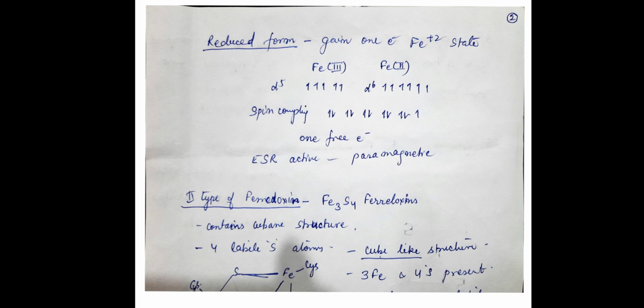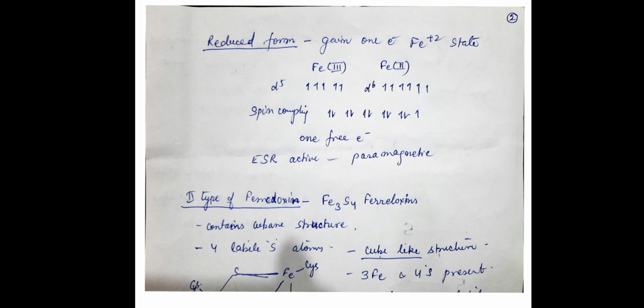Now next is the second type of ferredoxin. This is the first type of ferredoxin, which has a tetrahedral structure. The second type of ferredoxin has a cubane type structure. General formula is Fe3S4, containing a cubane structure. Cubane is derived from the word cube. It looks like a cube. Iron and sulfur are situated at the corners of the cube. It contains 4 labile sulfur atoms, again labile sulfur atoms which are active to make another type of bond. So 4 labile sulfur atoms, cube-like structure.